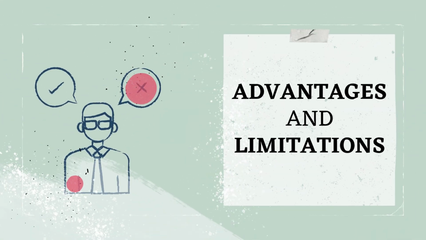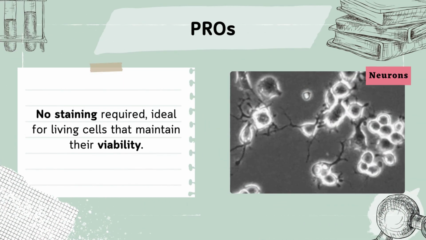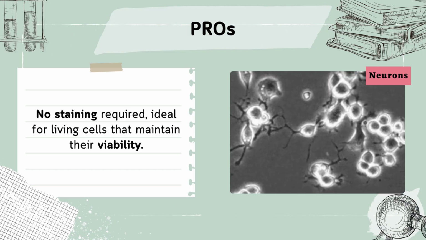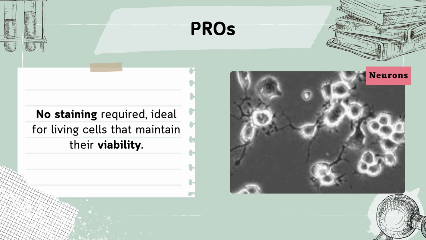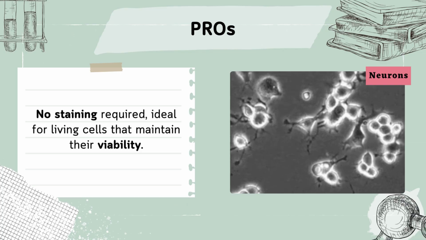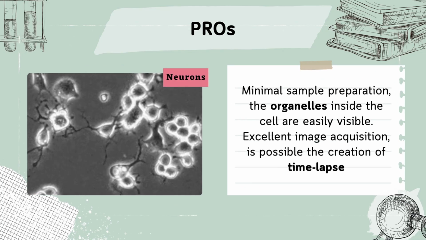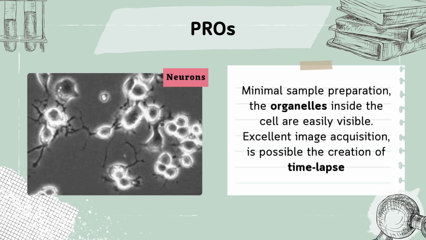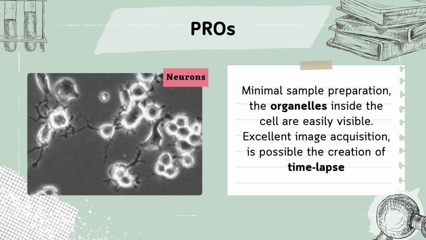And what are the advantages and limitations of this technique? First of all, as we said before, very little preparation is needed, so we won't spend much time preparing the sample. Also, staining is not required, so all these factors make this technique the perfect one to observe living cells. At the same time, we can observe not only their morphology but also, inside them, we are able to see the organelles.